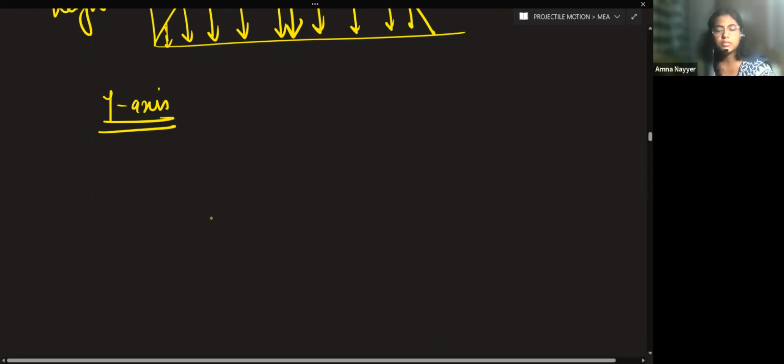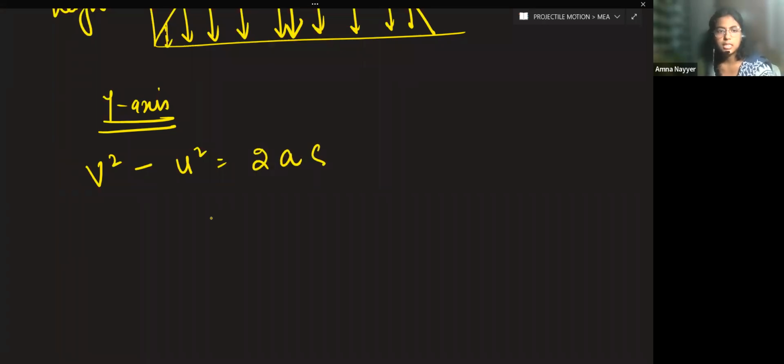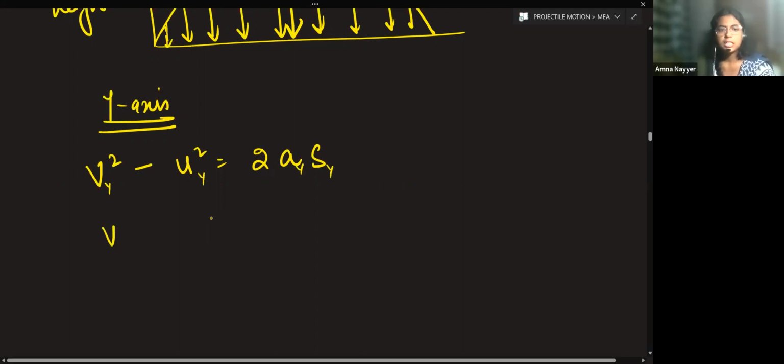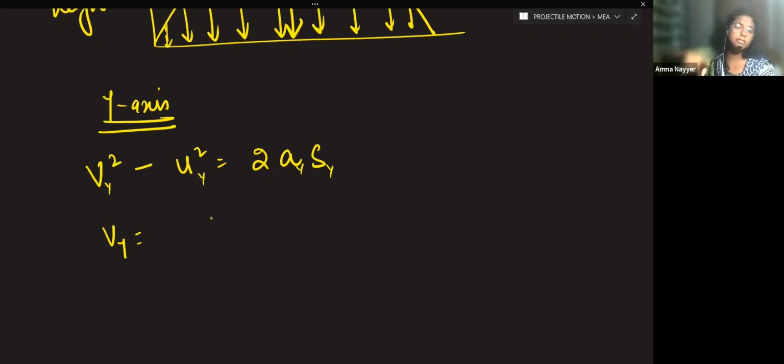See, if we use this equation, v square minus u square is equal to 2as, with Vy, Uy, Ay, Sy. Now, what is Vy? The velocity's component at the highest point. Remember, when we discussed motion under gravity, we had discussed that at the highest point, velocity is 0. Which velocity is 0? The vertical velocity is 0. So Vy will be 0.